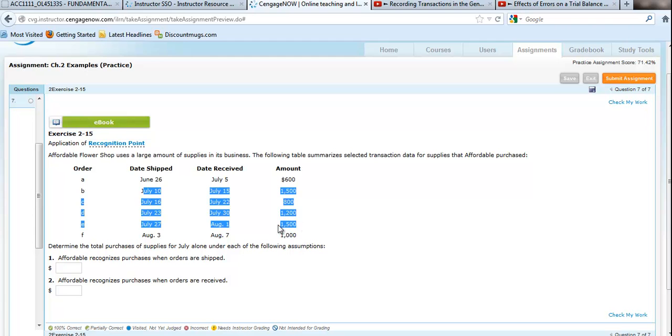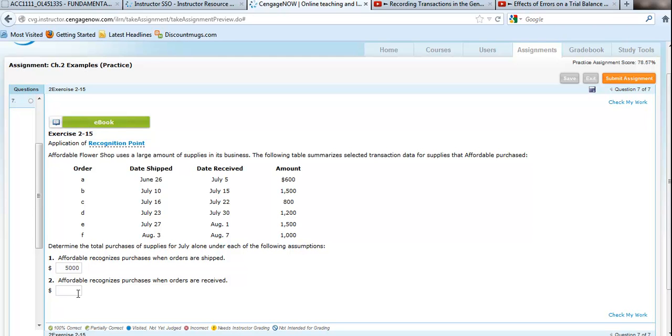Because this just wants a total dollar amount of purchases, we're just going to add together all of those amounts here. And if we add that together, we get $5,000. So if this company recognizes their purchases when the orders are shipped, they're going to be recognizing $5,000 worth of supplies.